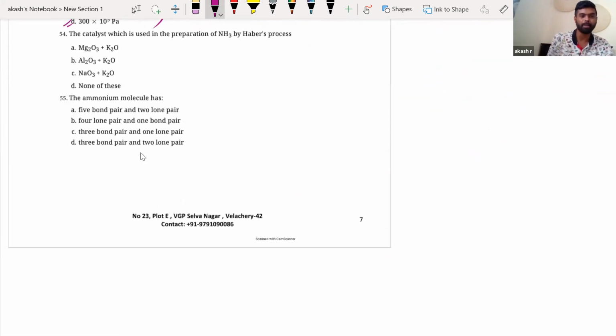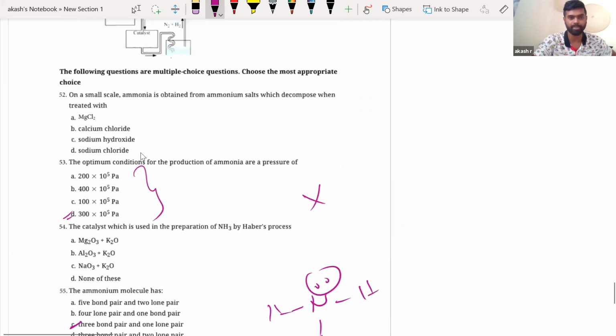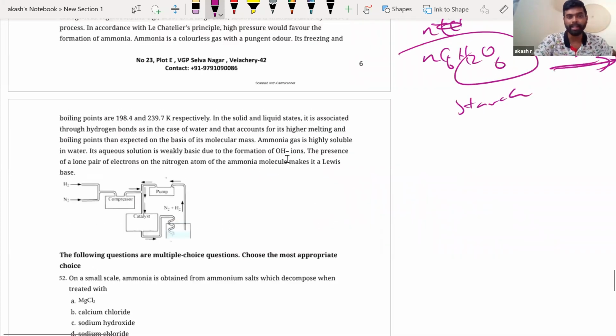Ammonia has how many bond pairs? How many lone pairs? See, you have 3 N-H bonds. So 3 bond pairs. And there is a lone pair on nitrogen. So 3 bond pairs and 1 lone pair. C is the answer to this question. So like this, you can easily answer all of these questions. Any other question?